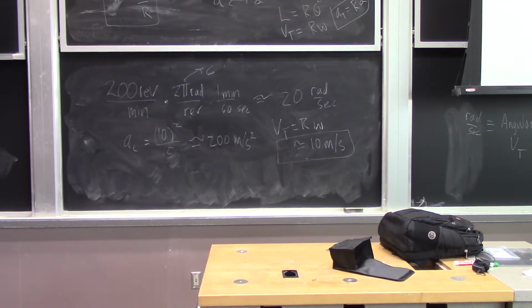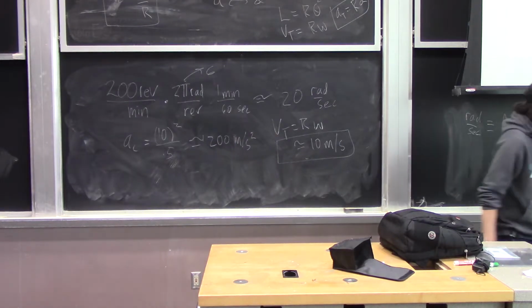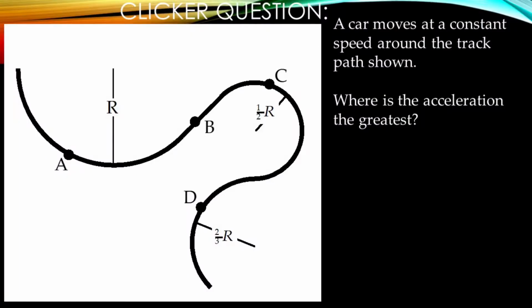Okay, so moving right along then. We have another clicker question here. This one says, we have this track that a car is going around, and what we want to do is think about where the acceleration is going to be the greatest, assuming that it's moving at some constant speed tangent to this circle. So go ahead and talk about that one, and then we'll discuss it in the group.